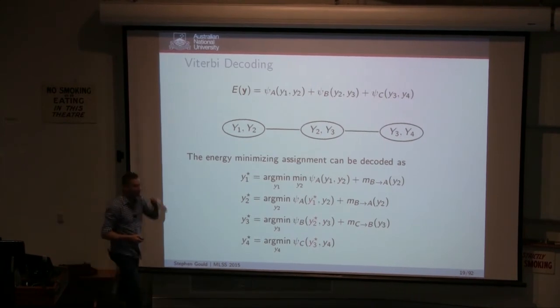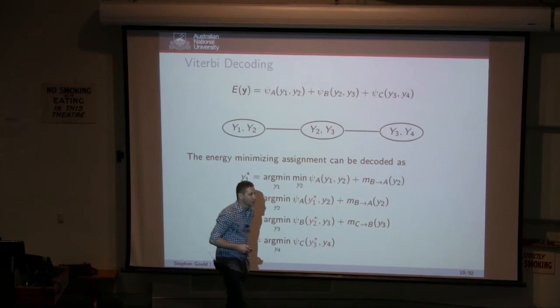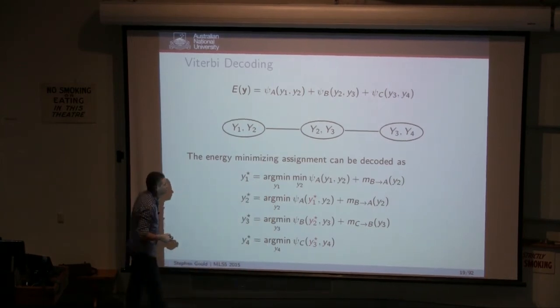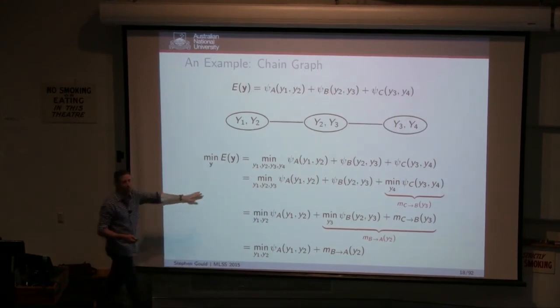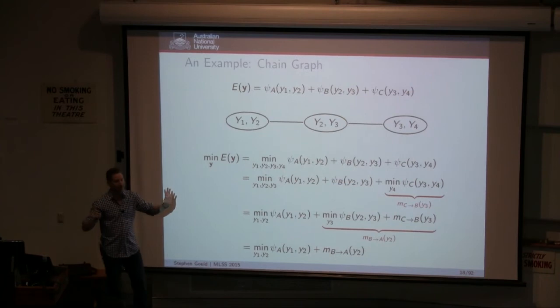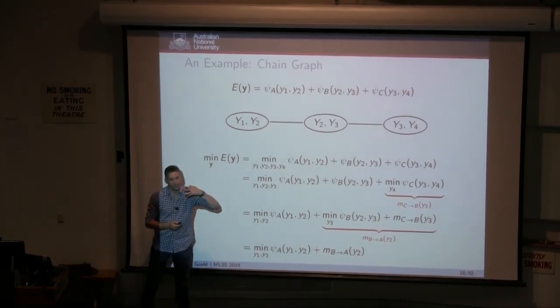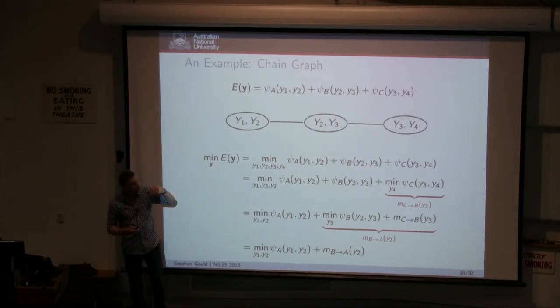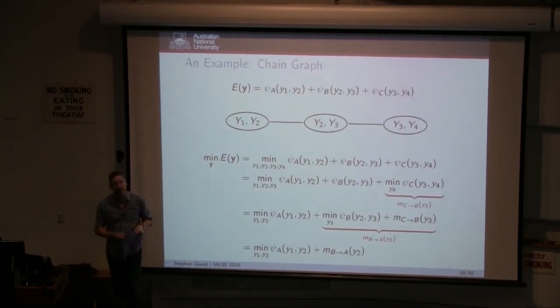Do I understand correctly? It's just dynamic programming, and there's just backwards. There is no forward step, right? The forward step is in computing these messages. So the question was, is this just dynamic programming? Yes, the answer is yes. It's just dynamic programming. You have a forward step where you're computing the energies, and then a backward pass where you pull out the assignment.